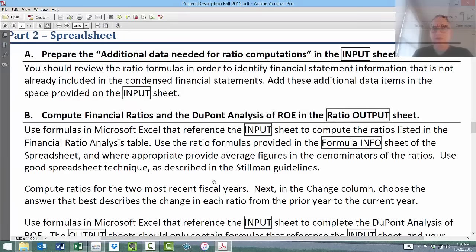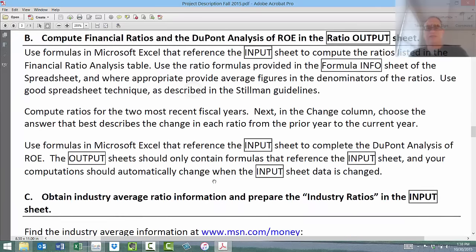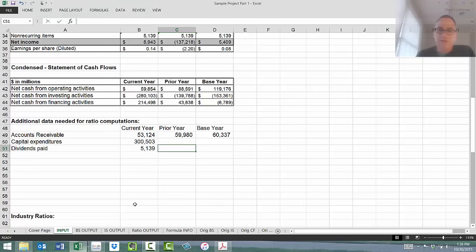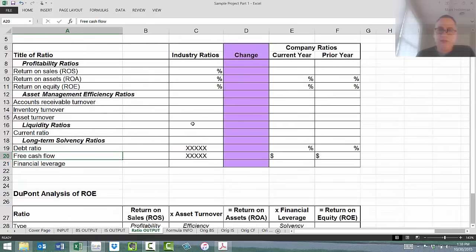And there are several other items that are needed. I don't want to give that away because I don't want to deprive you of the fun of looking for them. The next thing that we do is we use the formulas. We use formulas in Microsoft Excel to compute the ratios and do that for the two recent fiscal years. And again, you need to do this with formulas. Do not do this by typing in the numbers. Don't do it with a calculator. Do it with formulas. It's pretty simple.